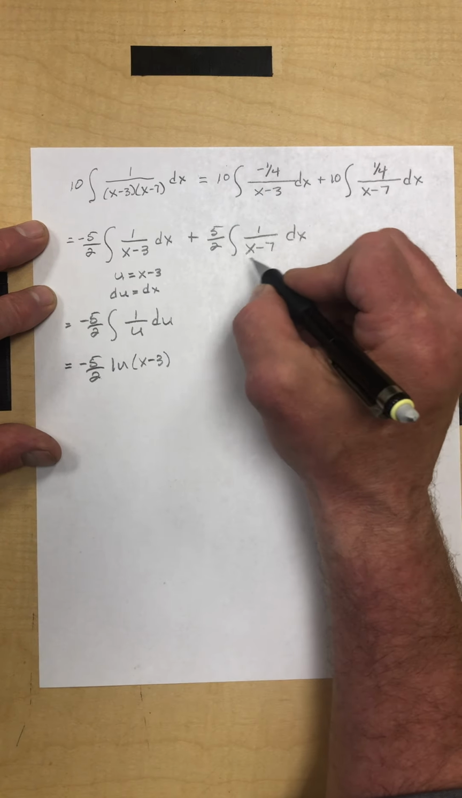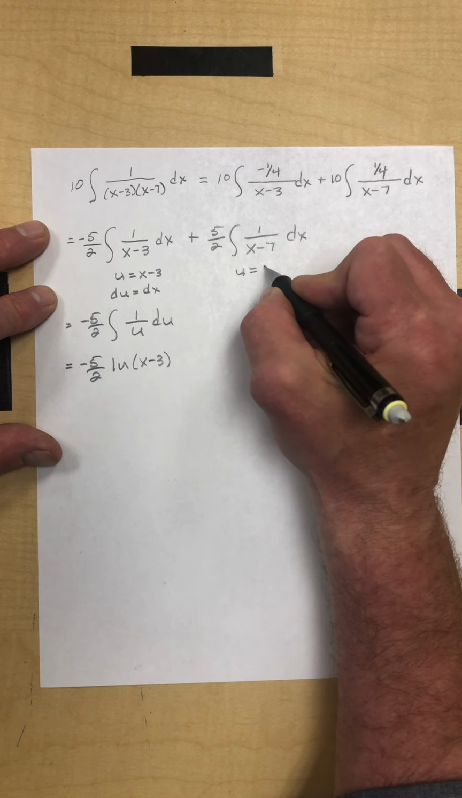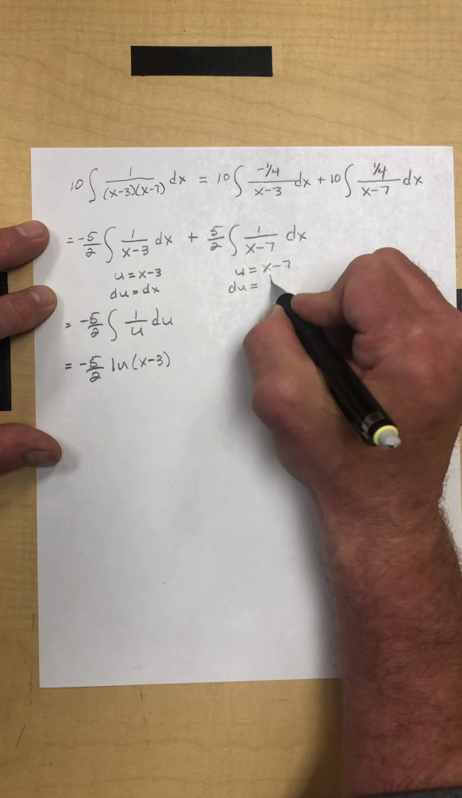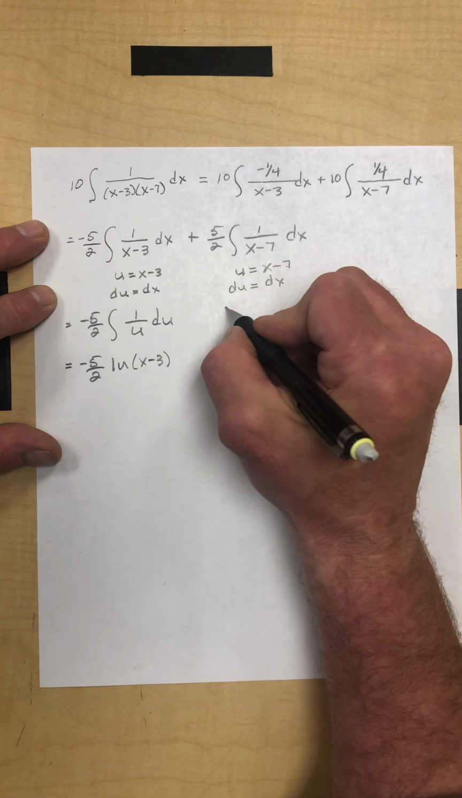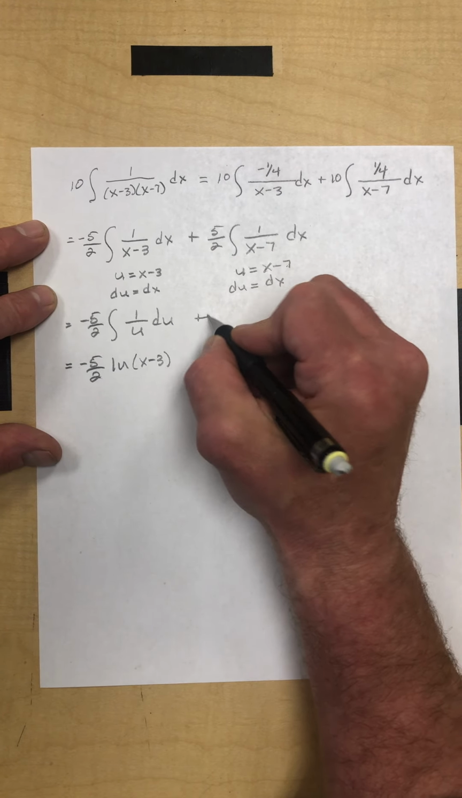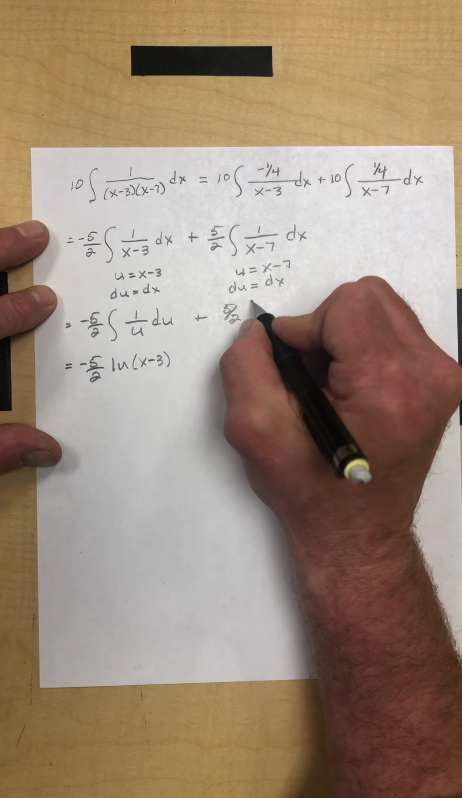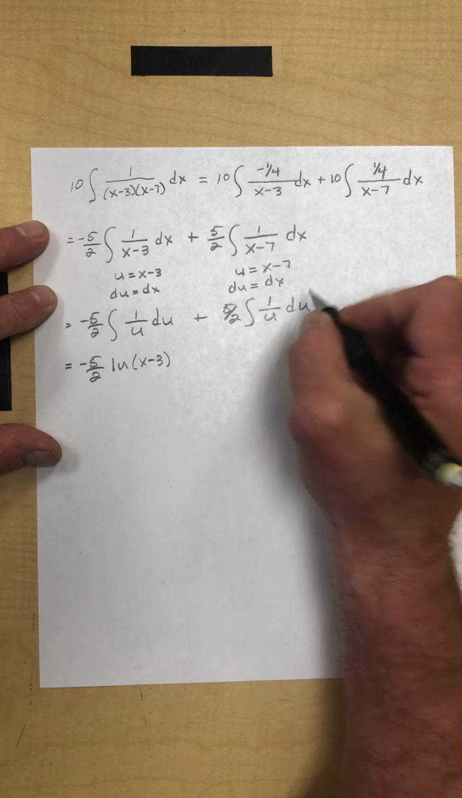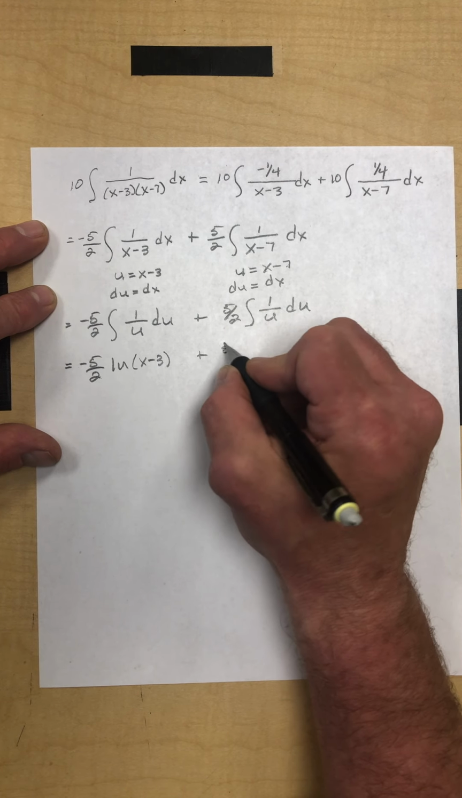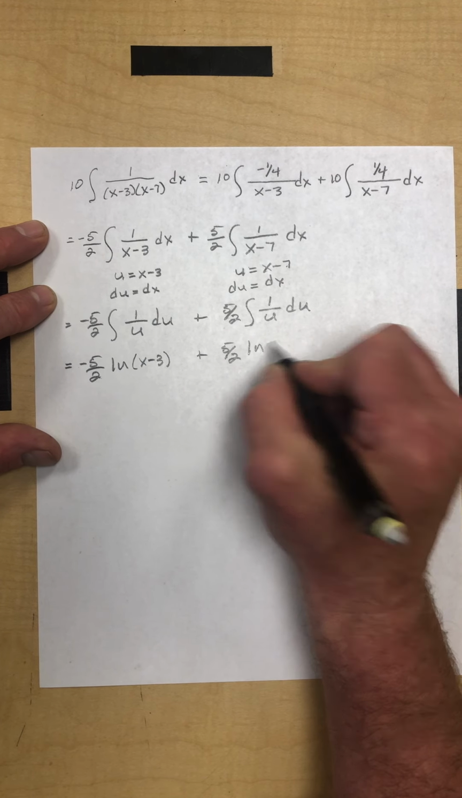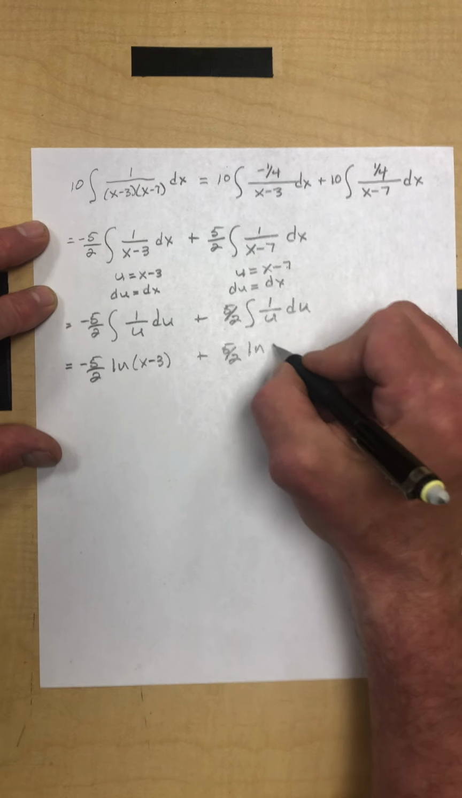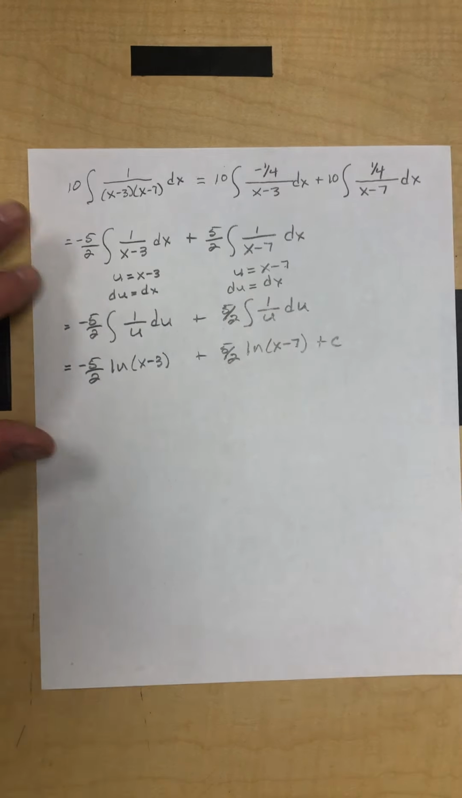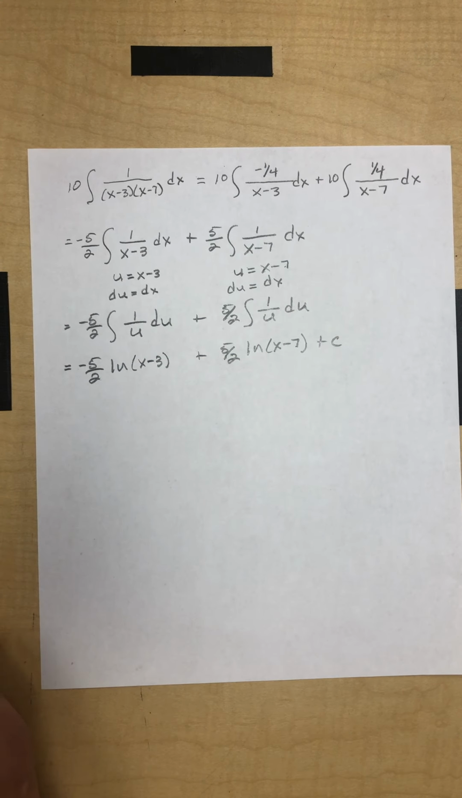Over here we do the same thing. u is equal to x minus 7, so my du is dx. So we get plus 5/2 times the integral of 1 over u du, which gives me 5/2 times the natural log of u, which in this case is x minus 7, plus a constant of integration. Let's see what happens here.